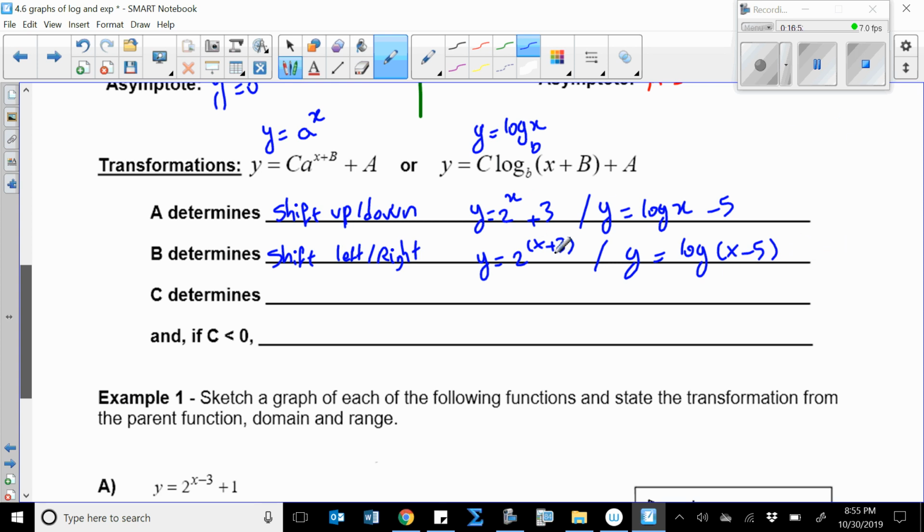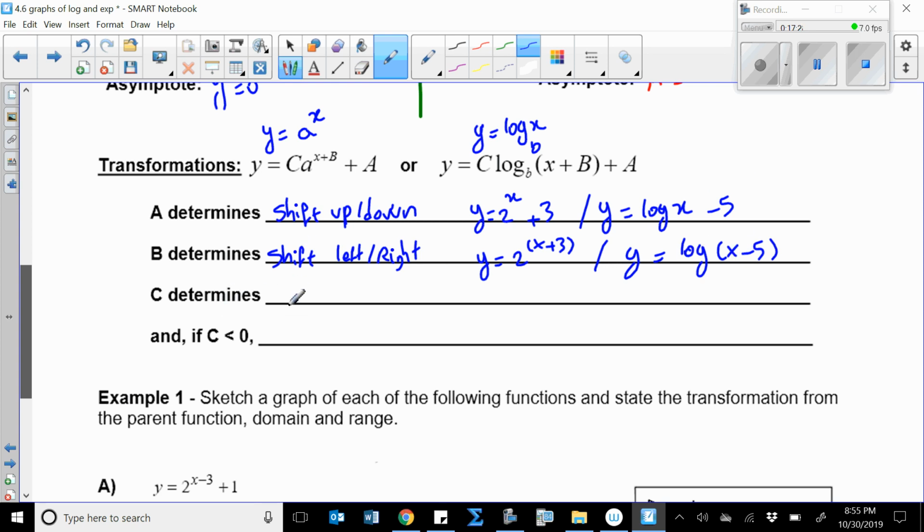Notice the difference between these transformations. In 2 to the power of x plus 3, here the 3 is happening outside of the function, so it's moving up or down, but this 3 is happening on the exponent in parentheses, so this is moved to the left or right. And also here, in log of x minus 5, this 5 is moving up and down because it's outside, but this 5 is in parentheses, happening to the argument of log, so it moves to the right.